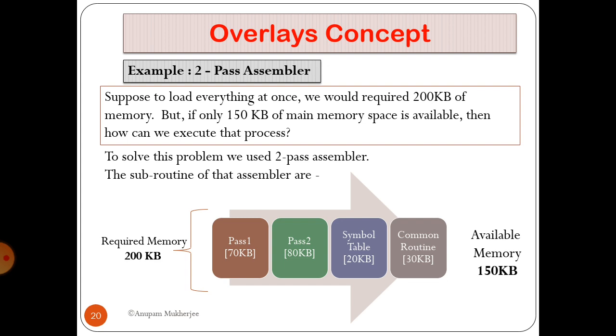So look at this diagram. The size of pass 1 is 70 KB and pass 2 is 80 KB. These two parts are the core portion of my program, and to store the source program representation we use the symbol table, and to represent the header files we use the common routine. So the size is 70 plus 80, that is 150, plus 20 is 170, plus 30 is 200. Our required memory space is 200 KB, whereas our available memory space is 150 KB.